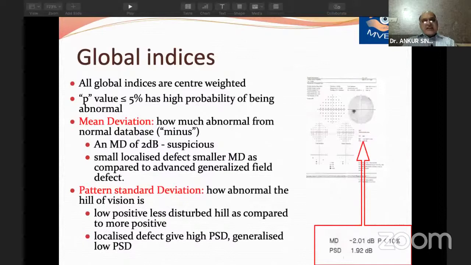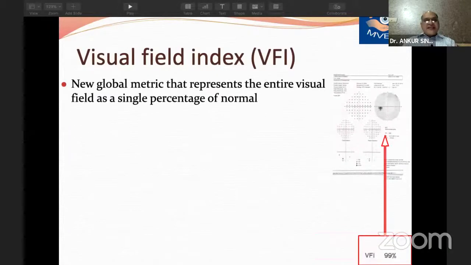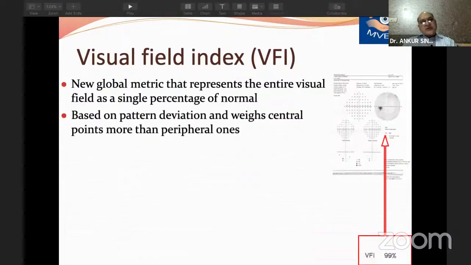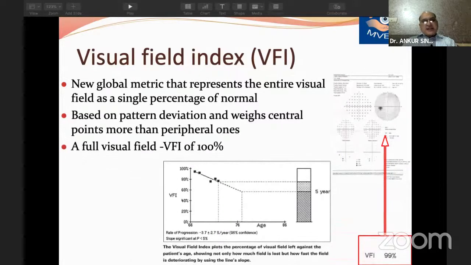Pattern standard deviation will tell us how abnormal the hill of vision is. So a less disturbed hill of vision will show a low PSD as compared to a more disturbed one. Localized defects will give you a very high PSD as compared to a generalized defect, which will show a low PSD. Now, visual field index is a new metric that represents the entire visual field as a percentage of normal. It is based upon the pattern deviation, and again, it is centrally weighted. A full or normal field will have a VFI of 100, and a perimetrically blind patient would have a VFI of 0.